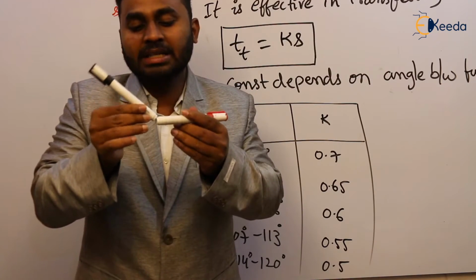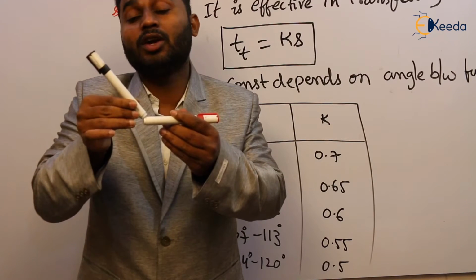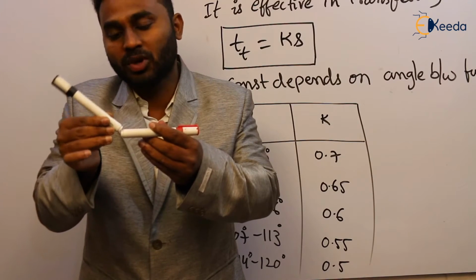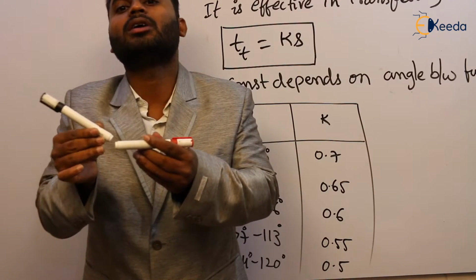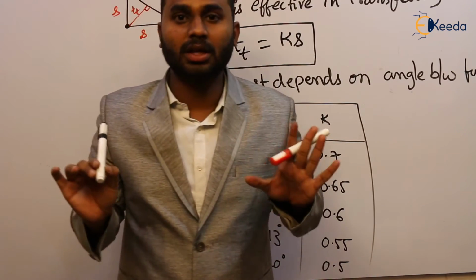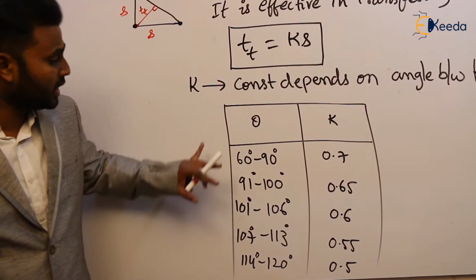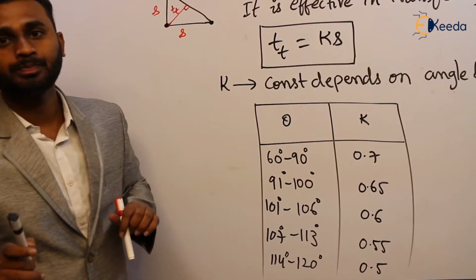And if the angle is greater than 120, what happens? Because of the self weight, it is very difficult for the weld to hold it. Clear or not? It can hold up to 120 degrees only. If it is more than 120 degrees, it will fall or fail because of its self weight itself. So based on that, there is a restriction for the angle between the fusion phases: it should be 60 to 120. Based on this, these are the K values.